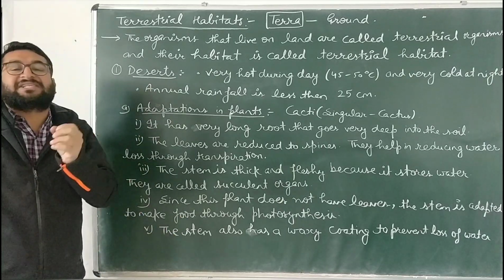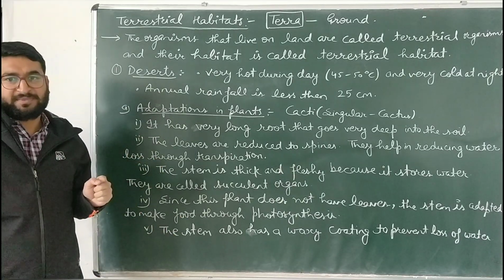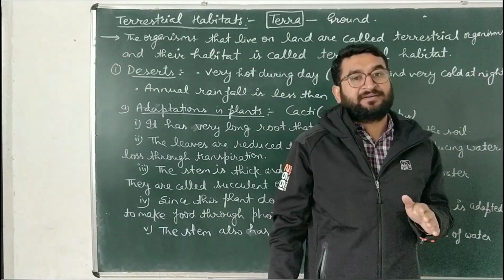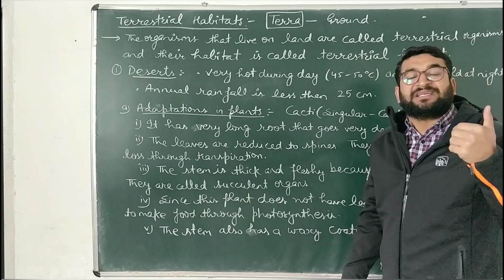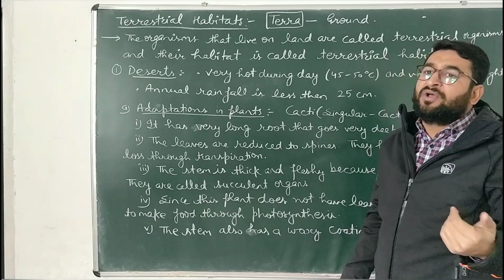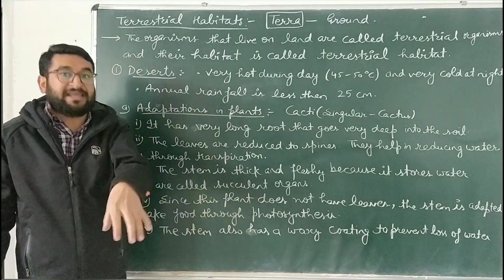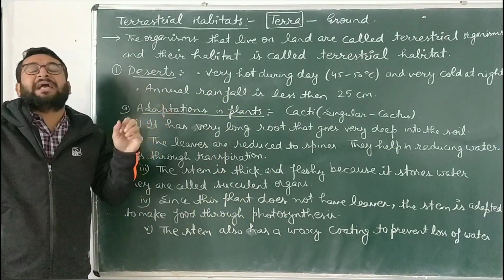known as terrestrial habitat. वो ऑर्गेनिज्म बच्चे जो ग्राउंड, जो लैंड पर रहते हैं, उन्हें हम टेरेस्ट्रियल ऑर्गेनिजम्स बोलते हैं, और जो उनकी हैबिटाट है, जो लैंड है जहां पर ऑर्गेनिज्म रह रहे हैं, उसको हम टेरेस्ट्रियल हैबिटाट बोलते हैं.